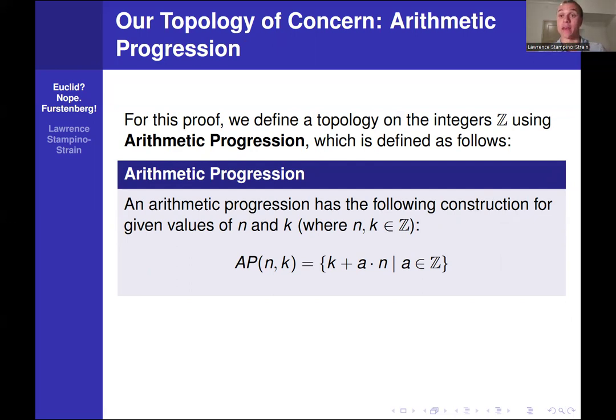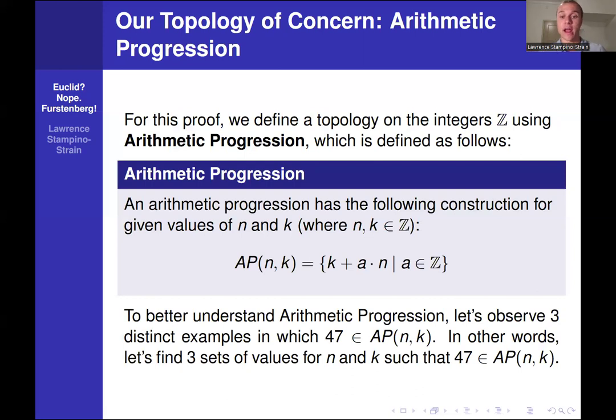In this proof, we're going to define a topology on the integers using this arithmetic progression, and it's defined as follows. Now, this is not very intuitive, so if you need to spend a little more time thinking about that, feel free. Essentially, an arithmetic progression has the following construction for given values of n and k, where n and k are both integers. It's read AP n k equals the set of all k plus a times n such that a is an integer.